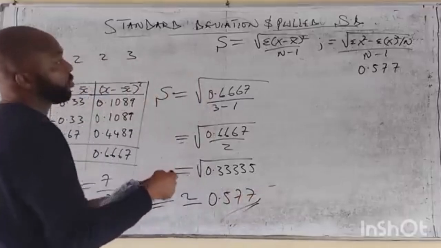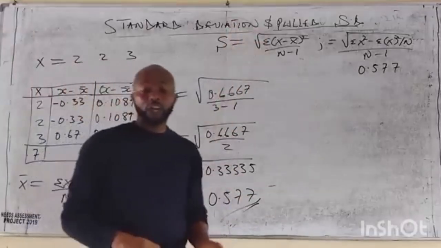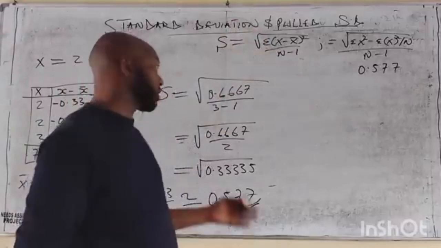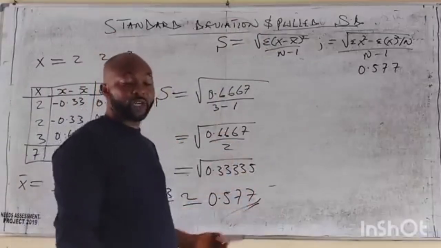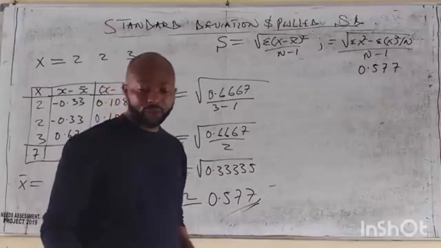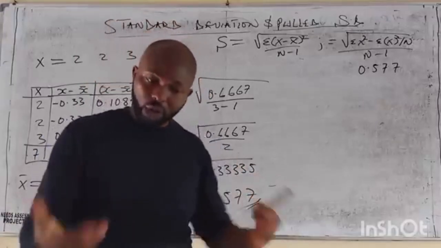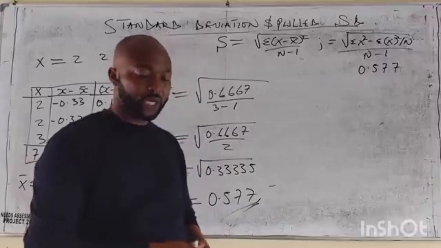In both cases, 0.577, 0.577, which means we can use either of the two formulas to get the same answer, and that's pretty good. Whichever one you find easy or simple, you apply and you move on.